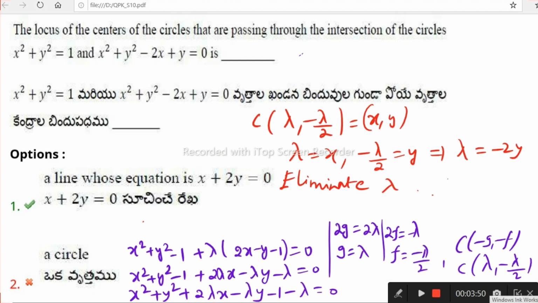Lambda is equal to x, and lambda is equal to minus 2y, so we can equate them. That is x is equal to minus 2y, which simplifies to x plus 2y is equal to 0. This is the locus of the center we need. x, y is only the center I have taken. So x plus 2y is equal to 0 is the locus of the center. That is given clearly as the first option: a line whose equation is x plus 2y is equal to 0. Clear? So this is the solution for this question.